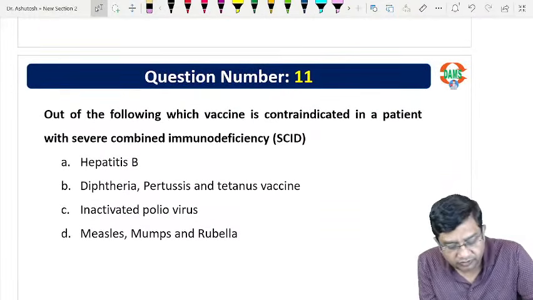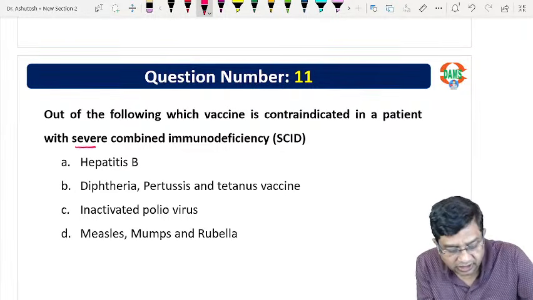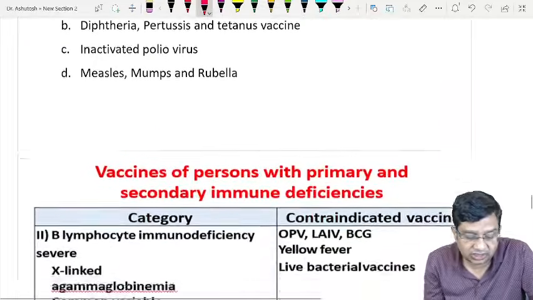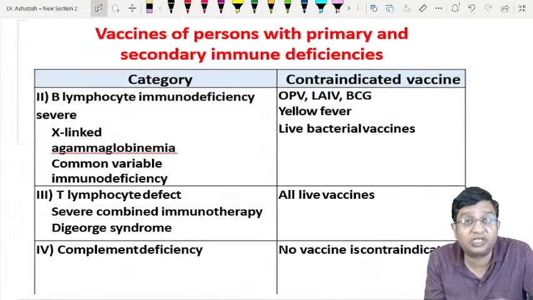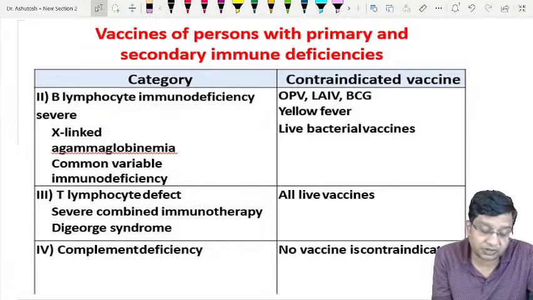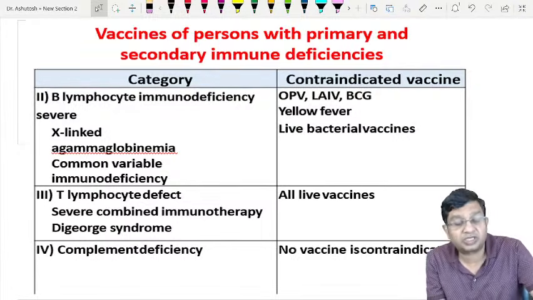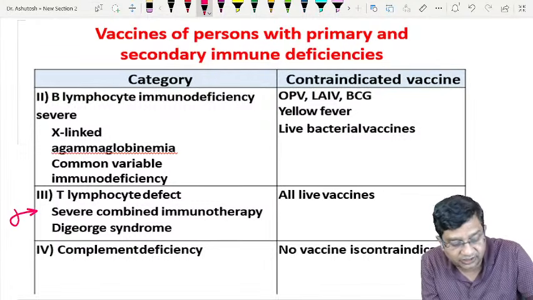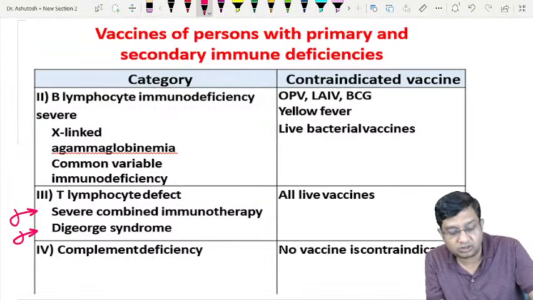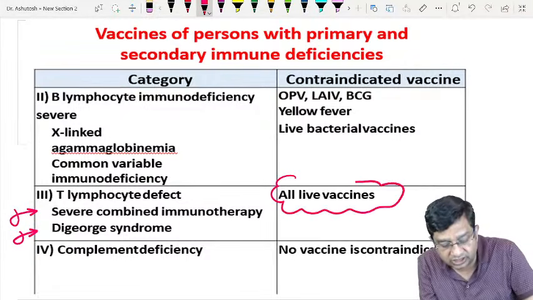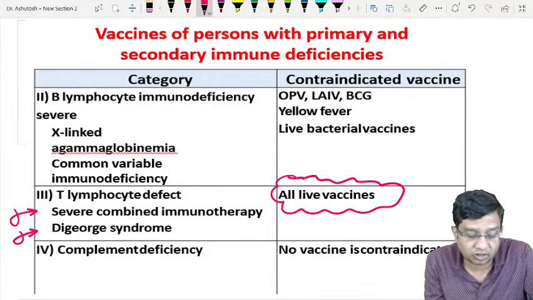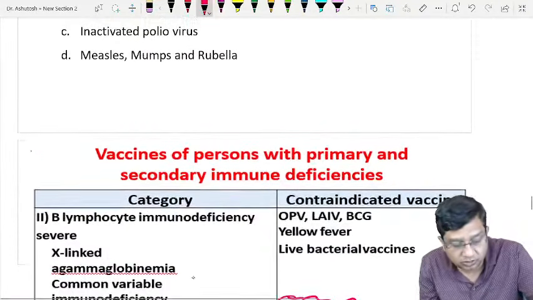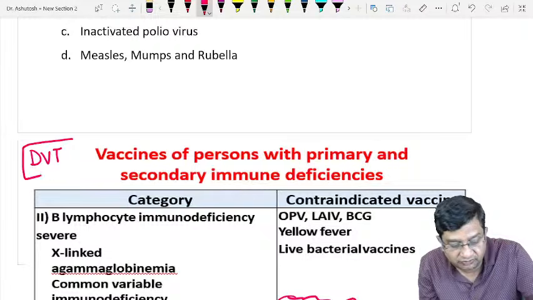Next one, out of the following, which vaccine is contraindicated in a patient with severe combined immunodeficiency? And this is something I told you particularly in the DVT session. In the DVT, I specifically discussed vaccination in a person with primary and secondary immune deficiency, and we had this T lymphocyte defect, SCID, and the DiGeorge syndrome. And what is contraindicated? All live vaccines are contraindicated. So this was particularly a slide of the DVTs there.